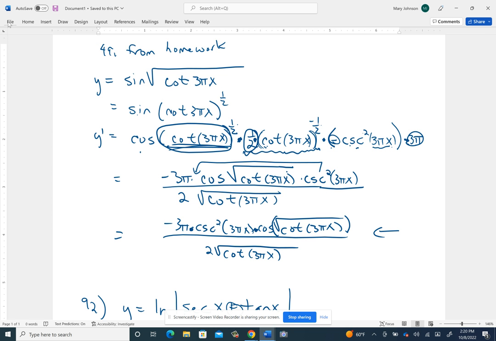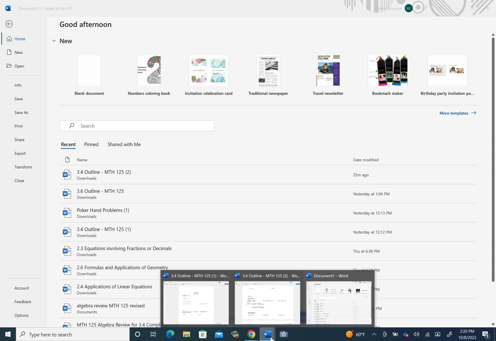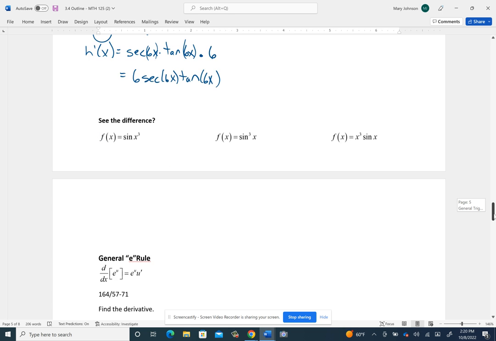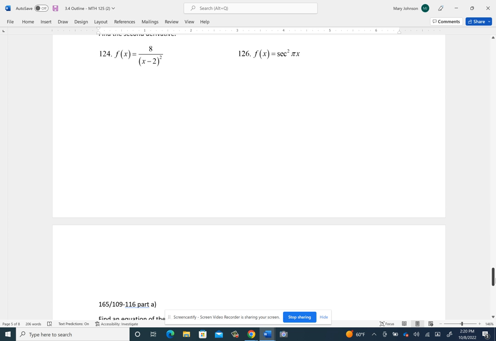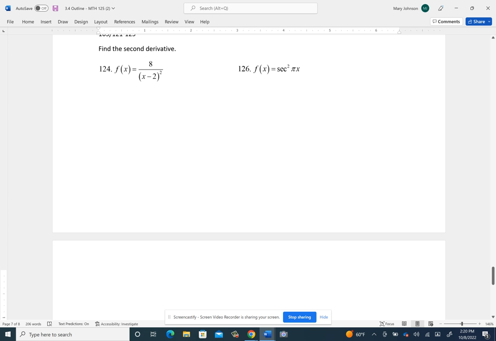This one takes a while. This is from the 3-4, and I think I still have the 3-4 open. Let me go to doing the second derivative. It's near the end, question 126. I'm probably going to need plenty of paper. This one is kind of tedious. See if you can follow through with me.